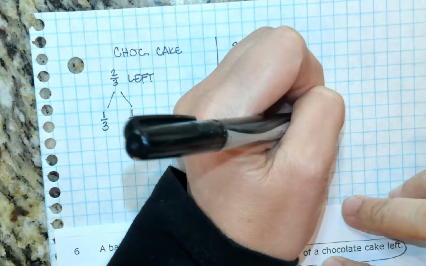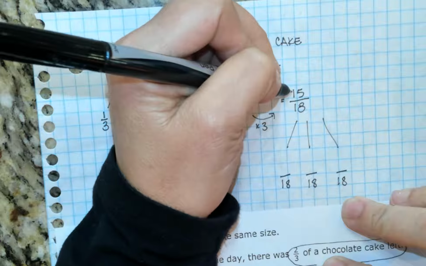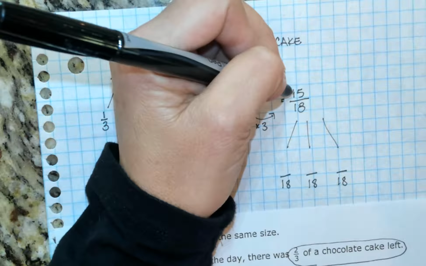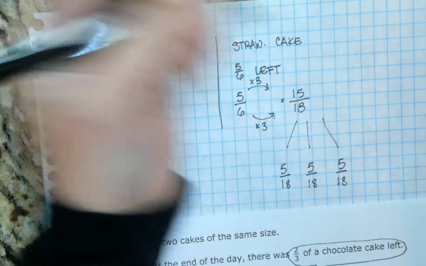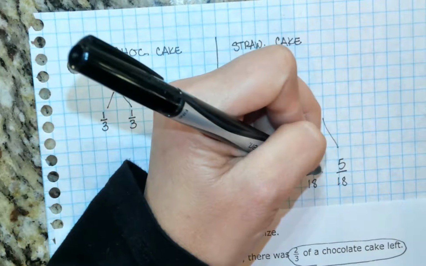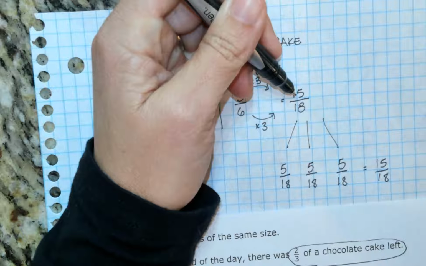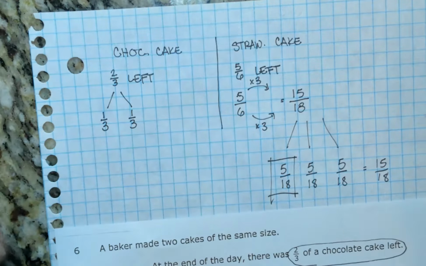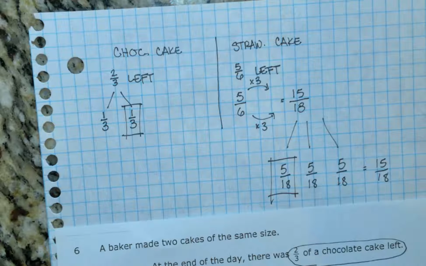Now I can take my 15/18 and break that up into thirds. So those are going to be my 3 pieces. I'm going to take my 15 and break that into thirds by dividing by 3, and I end up with 5/18, 5/18, and 5/18. 5/18 plus 5/18 plus 5/18 gives me 15/18, so I'm right back where I started. Okay, so that slice is 5/18 of a strawberry cake. This slice is 1/3 of a chocolate cake.